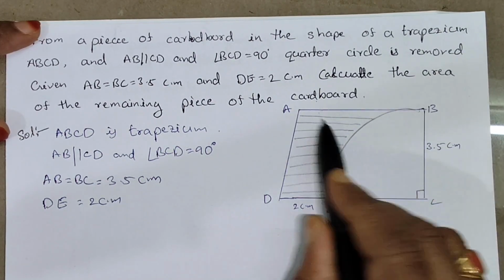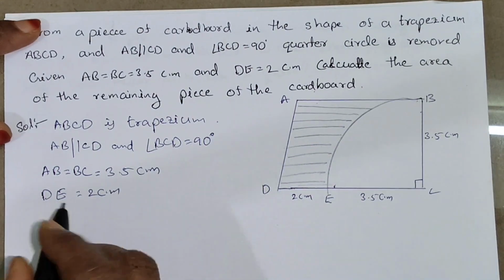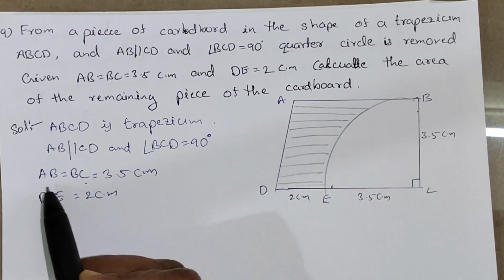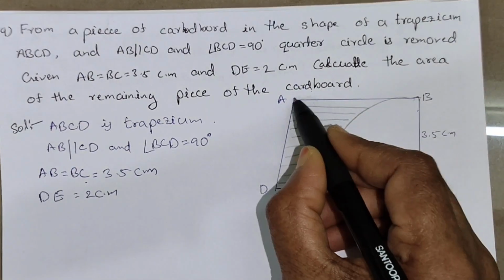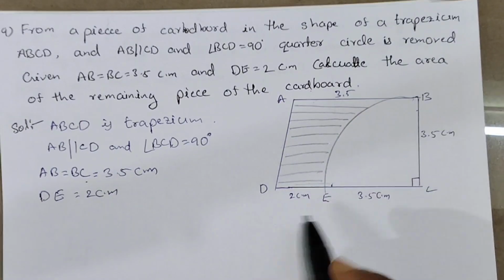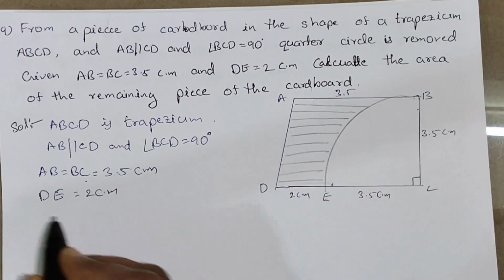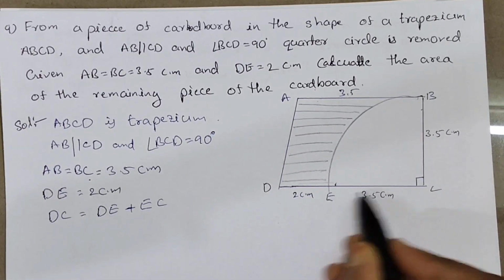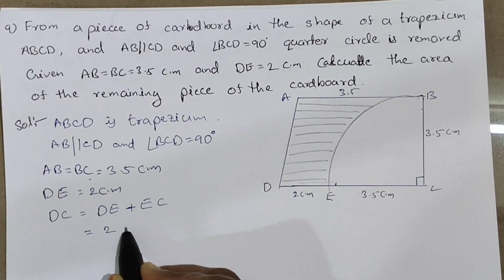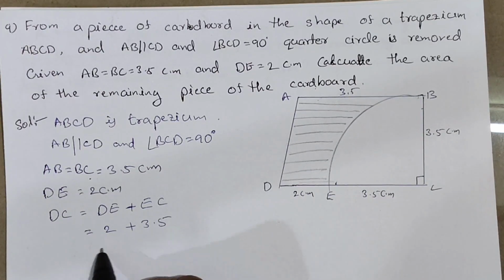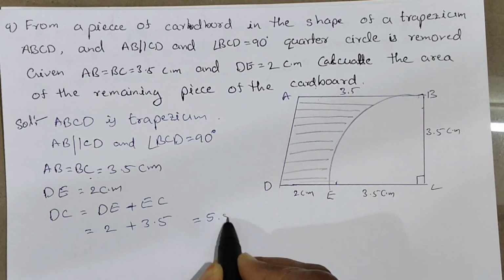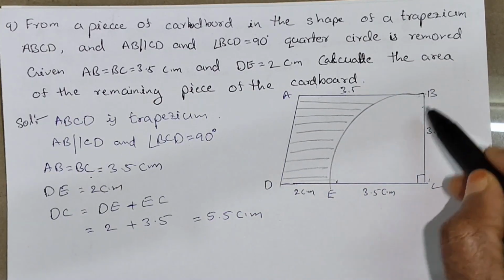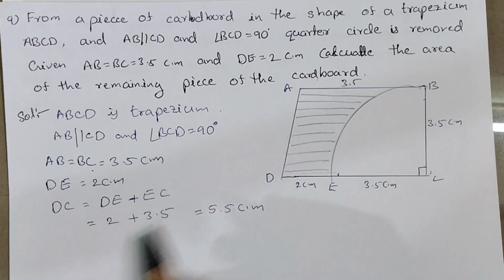Now first we find the area of the complete trapezium. Area of a trapezium is equal to, here AB is equal to BC equal to 3.5 centimeters. Next, the other parallel side is DC. Here DC equals DE plus EC. DE is equal to 2 centimeters, EC equal to 3.5 centimeters. So this is equal to 5.5 centimeters, the other parallel side. Now we know the two parallel sides and the height. So now we find the trapezium area.